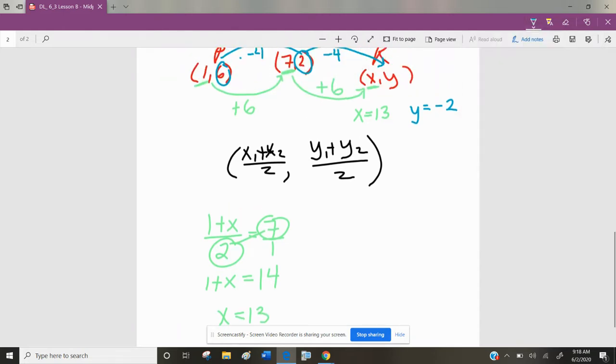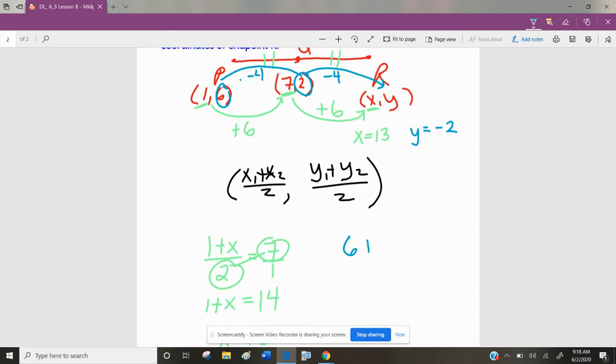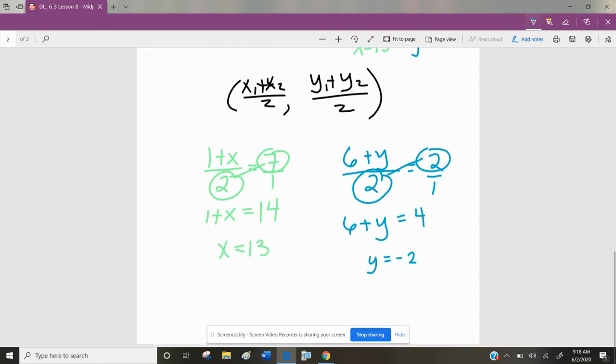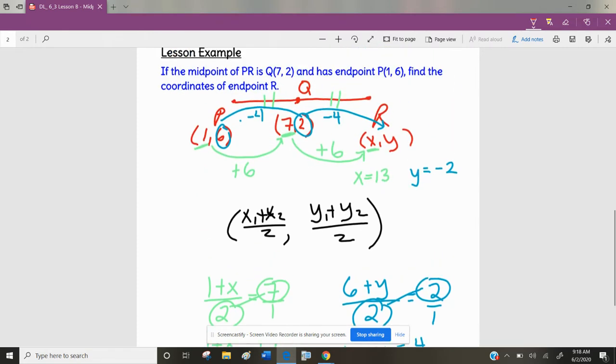So let's look at the y values. I currently have 6. I would average that with the y value from R, divided by 2, and that should give me 2. Again, we're going to multiply both sides by 2, the opposite of division by 2. So I know that 6 plus some number should give me 4. Well, to get from 6 to 4, I would have to subtract 2. And again, if we write this as a coordinate, that would be 13 comma negative 2 for that other endpoint, R.